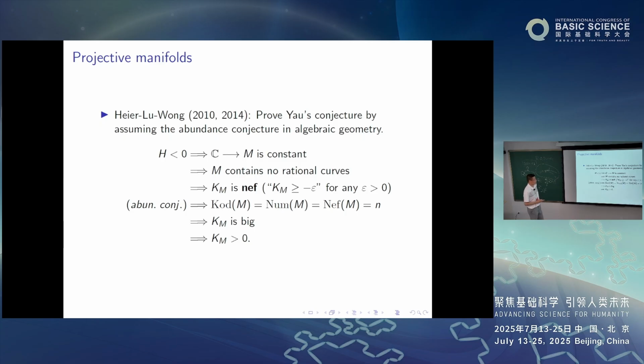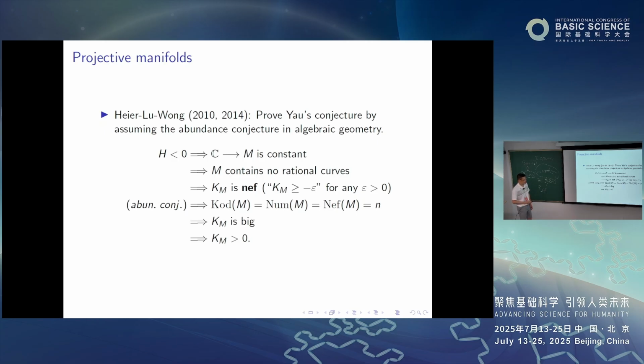Well, if holomorphic sectional curvature is less than 0, then by the Schwarz lemma, any map from C to M is constant. So what I mentioned: then M contains no rational curve. M is projective for the moment, yes, projective. This comes from the Kollár or Mori theorem, as mentioned previously. So M contains no rational curve, which implies K_M is nef. Nef was already mentioned in Peternell's talk. So here I'm just mentioning nef: K_M is greater or equal to minus epsilon for any small epsilon.